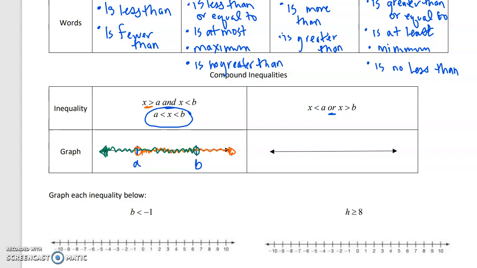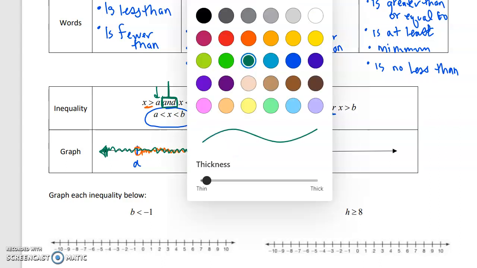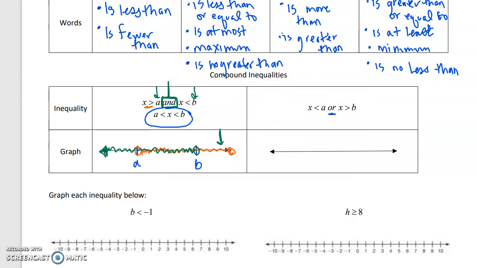But what I want us to pay attention to is this key word and. And means you have to be both true at the same time. So something has to be bigger than one value, but smaller than the other at the same time. So if I was a number out here in this orange shaded part, I would certainly be bigger than A, but I wouldn't also be less than B. So what ends up happening in this inequality is just the in-between portion of A and B ends up shaded.